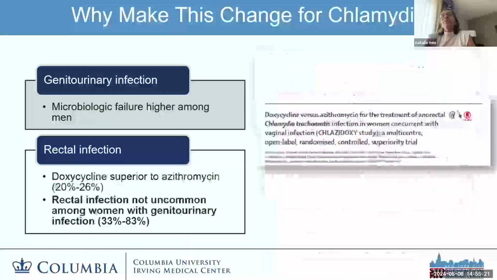Next slide. In studies that looked at anal rectal chlamydia disease in women who had concurrent vaginal infection, they showed that women had disease. So rectal infection was not uncommon among women, and it represented 33 to 83%. So we know women have anal chlamydia, and therefore doxycycline should be the drug for both men and women. Next slide.